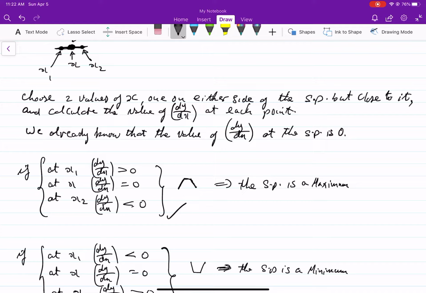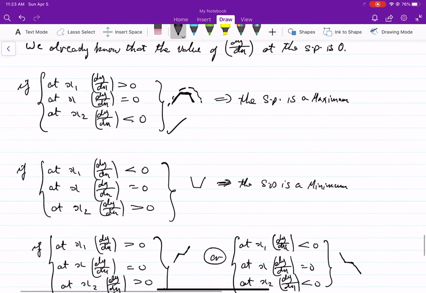In the first scenario right there, it says if dy dx is greater than 0 at x1, which is the x coordinate just before the stationary point, that means you have a positive slope. At the stationary point itself, at x, dy dx is 0, which means you have 0 slope. And then just after the stationary point, dy dx is less than 0, which means you have a negative slope. That clearly means you're going through a maximum stationary point there.